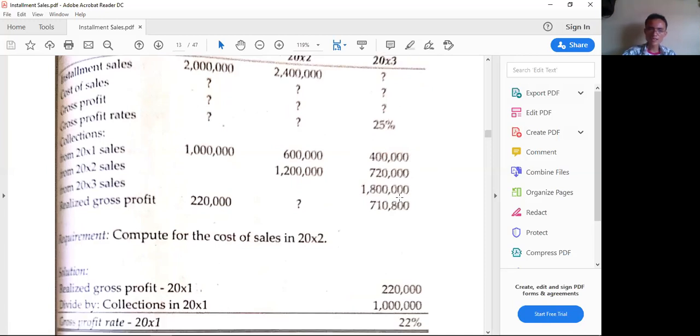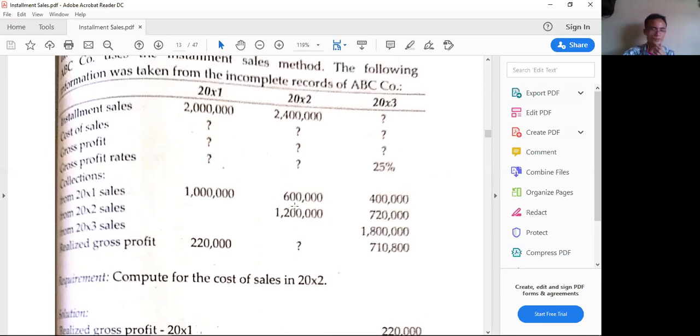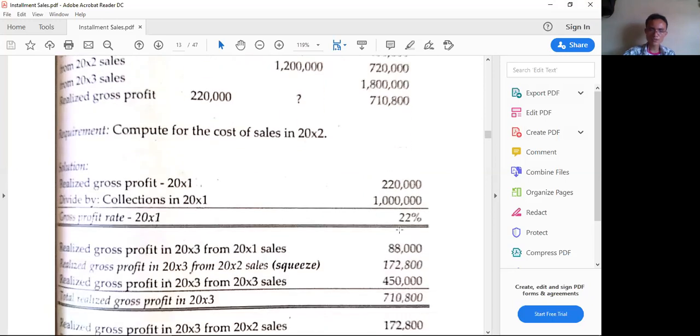So if we multiply the GPR rates with the given collections, we will get the realized gross profits for those years. And when we add, we will get this one. But first, we need to get the rates in 20x1 and 20x2. All right, so in 20x1, good thing we are given the realized gross profit, and we are given also the collections. So 220,000 divided by 1 million, that's 22%.